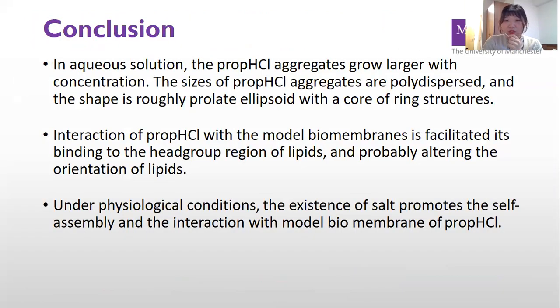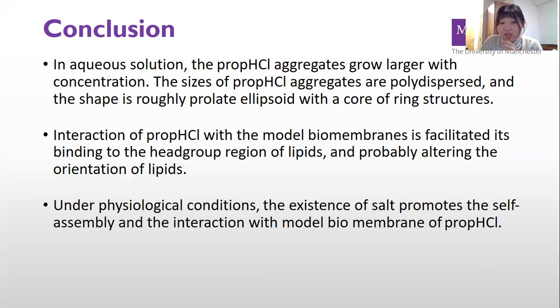And now we come to the conclusion. In aqueous solution, propranolol hydrochloride can grow larger with concentration, and the size of the aggregates is very polydisperse. Besides, the shape of the aggregates is roughly a prolate ellipsoid with a core that's mainly composed of ring structures.